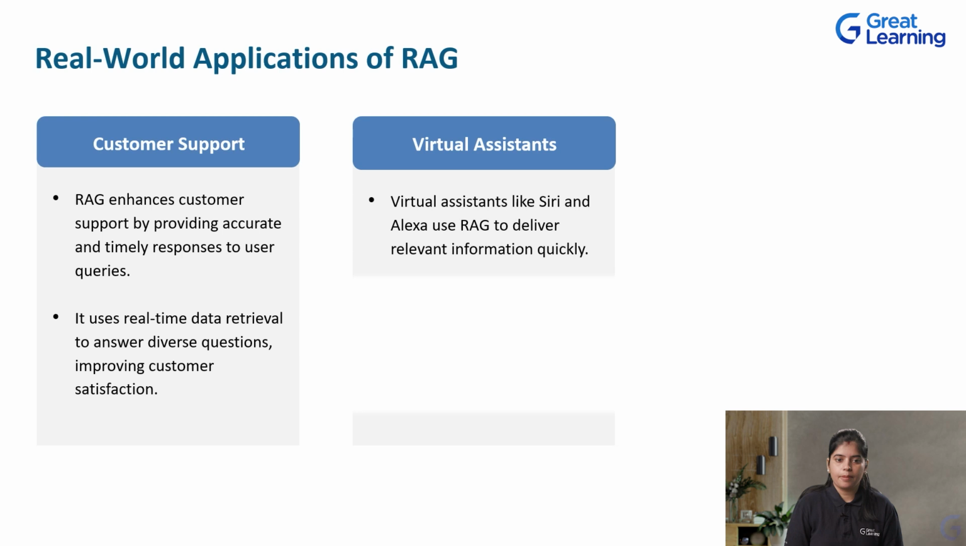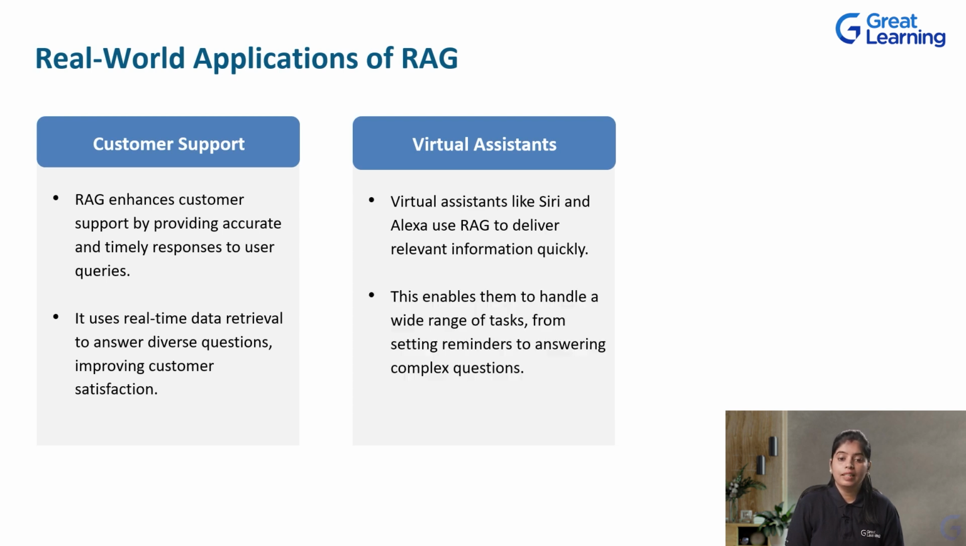Next application is virtual assistants, like Siri and Alexa. These applications use RAG to deliver relevant information quickly. Whenever you ask Siri or Alexa anything, you get the response very quickly and correctly, because of RAG implemented in the virtual assistant. It enables them to handle a wide range of tasks, from setting reminders to answering complex questions. So RAG is helpful not only to get relevant or up-to-date information, but also in other tasks, especially for virtual assistants.